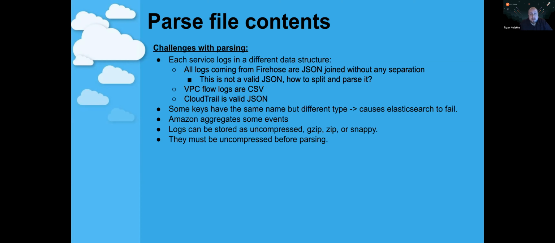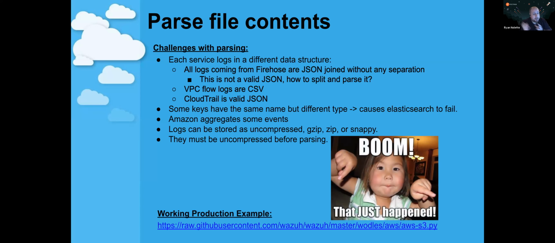So each service uses different data structures. Firehose and CloudTrail logs are JSON and VPC flows CSV. Also, some of the services, as we mentioned, use specific log files, and they're improperly formatted JSON. So to manage all of these, the best implementation approach is to use object-oriented programming. All the common attributes and methods are defined in the abstract class, and each service would inherit all of that.